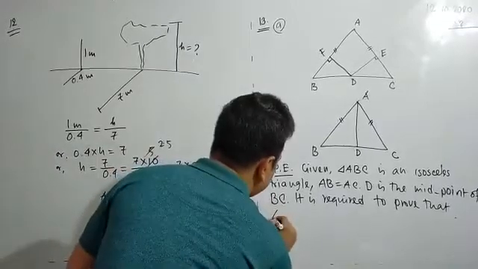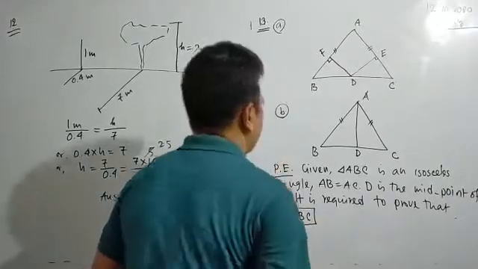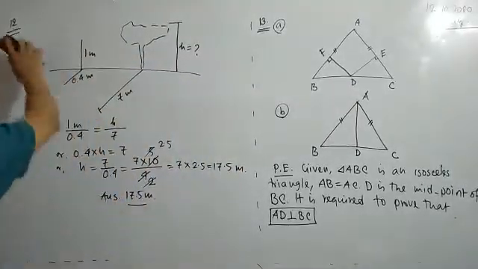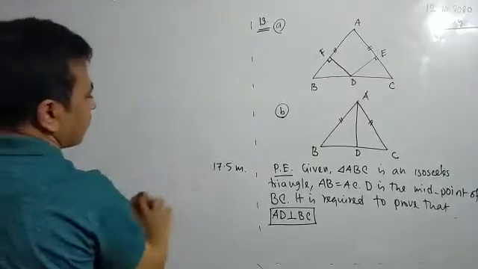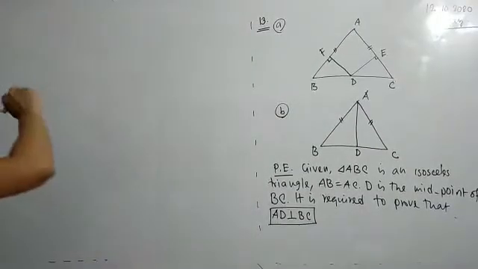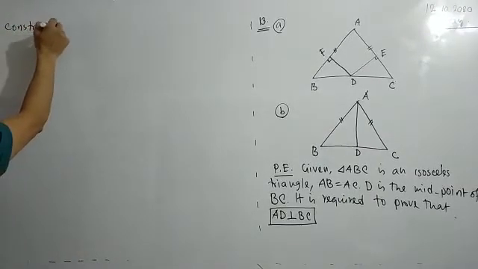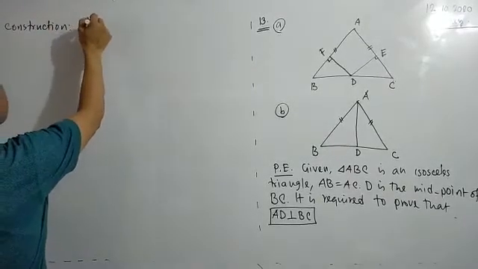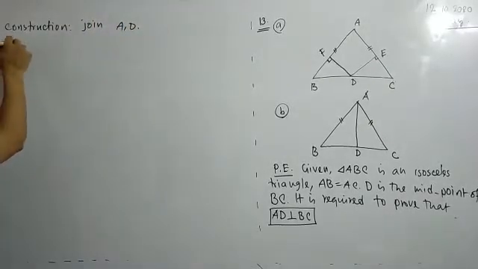We have to prove that AD is perpendicular to BC. Okay, this is our required proof. AD perpendicular BC we have to show. Okay, so just a little construction we have to do. Construction: join AD, join AD, that's it, simple. After that we are going to prove.